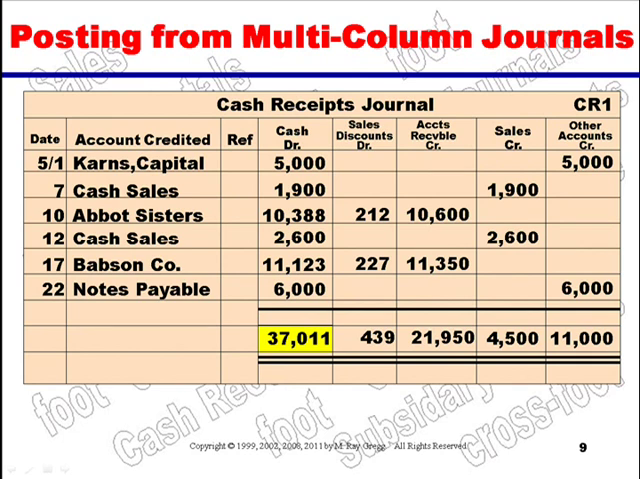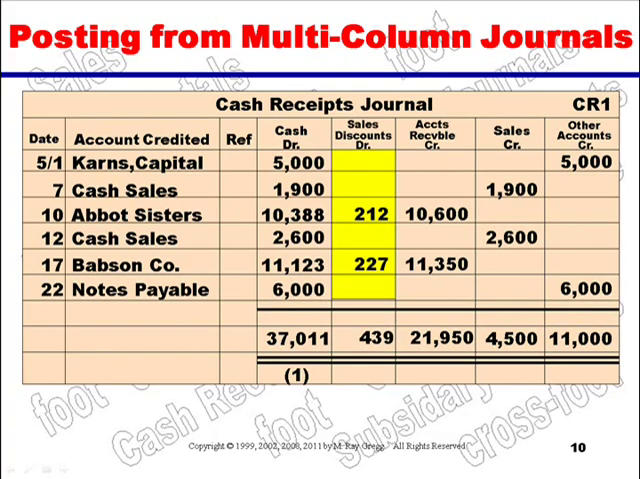Now, there could just as easily have been 600 items or 6,000 items during the month. Think of the efficiency that would occur if we can sum all of these individual items and post once at the end of the month. We are not going to post the individual items. We are going to post the column total. Only the $37,011 will be posted as a debit to the cash account at the end of the month. Cash is in the general ledger. We're going to post to the cash account as a debit in the general ledger.